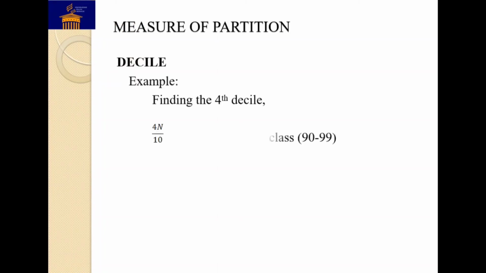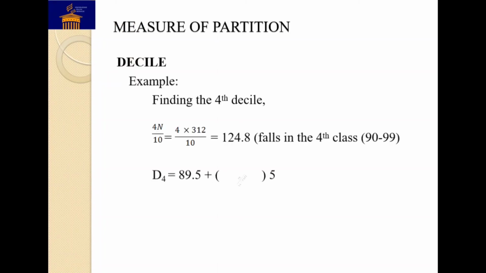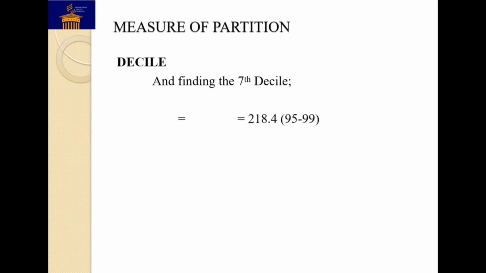So putting it into the formula, we have 124.8 minus 73, divided by 62, multiplied by 5, which is the class size. And then we add it to 89.5, and that gives us 93.7.